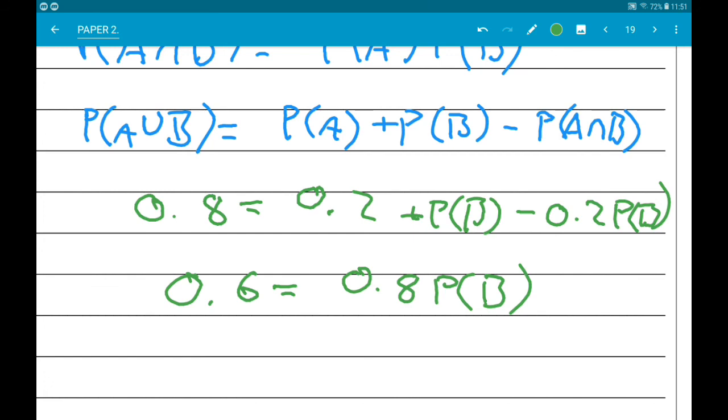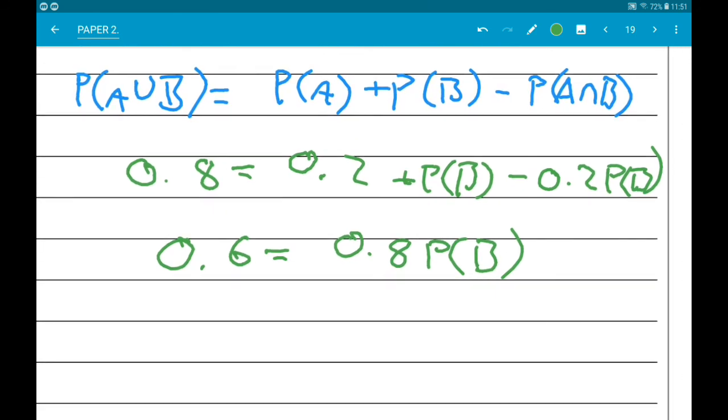From that then, we can get the probability of B is 0.6 over 0.8, which is 0.75.